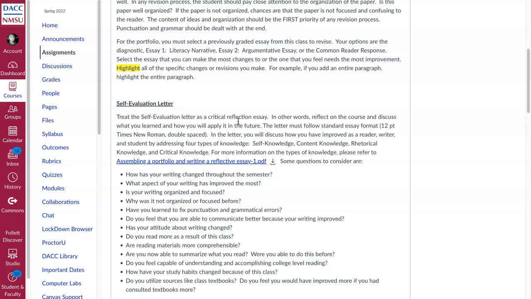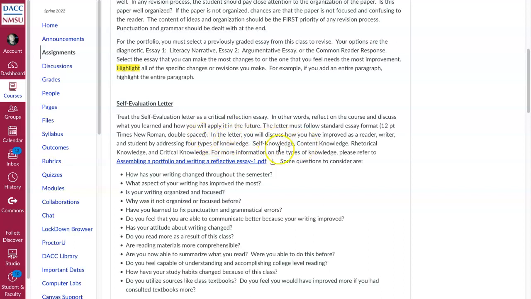Now, keep in mind that this letter is about you and your experience in the class. So you don't necessarily have to worry about, is this right or is this wrong? Because it's more about your experience. However, what you do want to focus on is making sure that you provide different examples that reflect your progress, that reflect your growth in different areas.